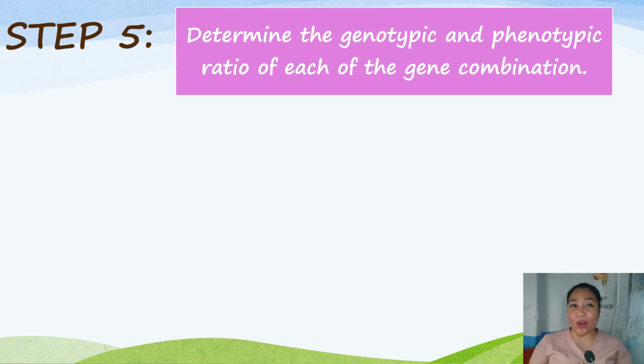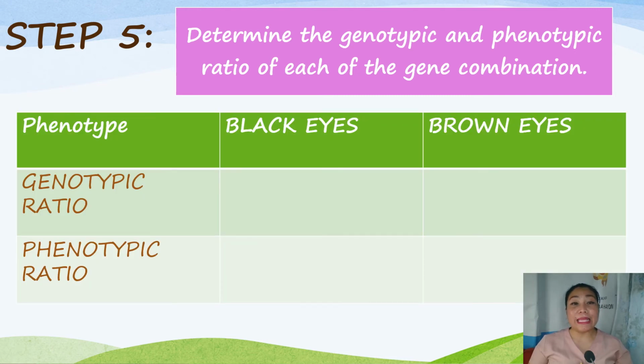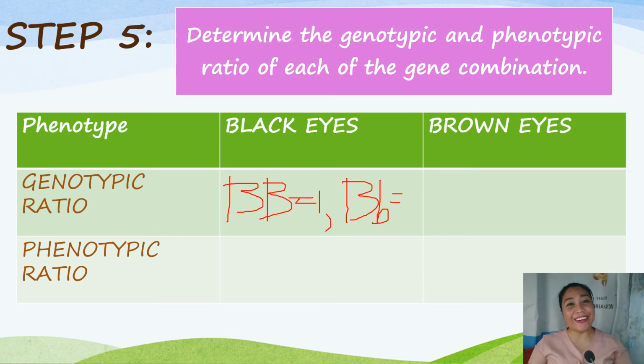From the Punnett square in step number 4, let us list our gene combinations. The first combination is homozygous black. How many did we get? Yes, 1. That is great job. Next combination is heterozygous black eyes. How many did we get? That is correct. 2. Good job.